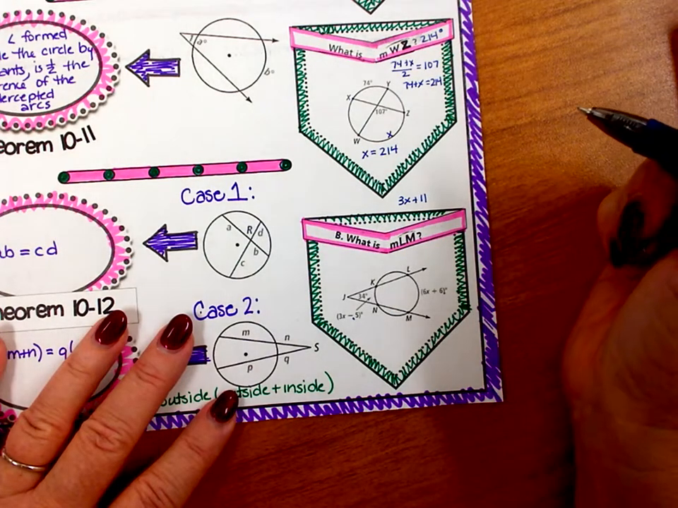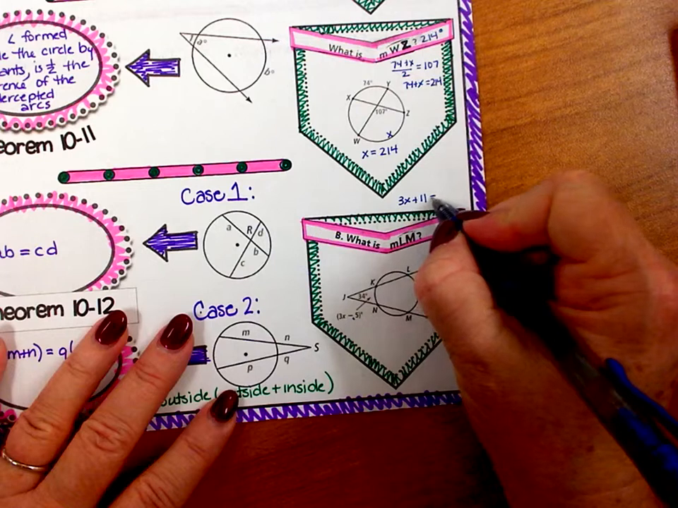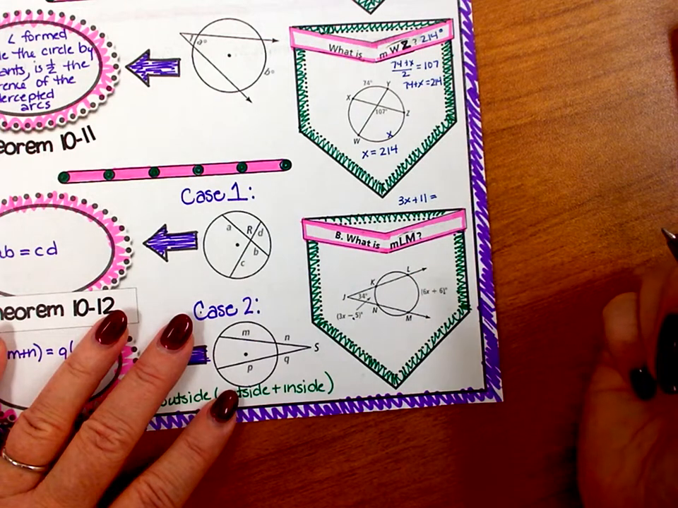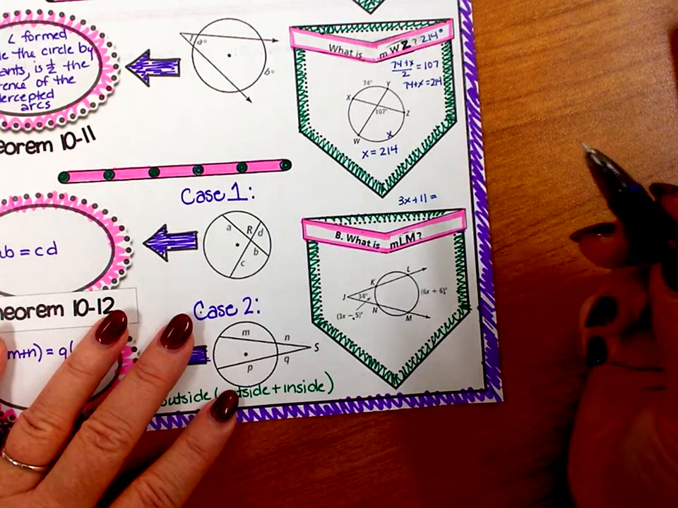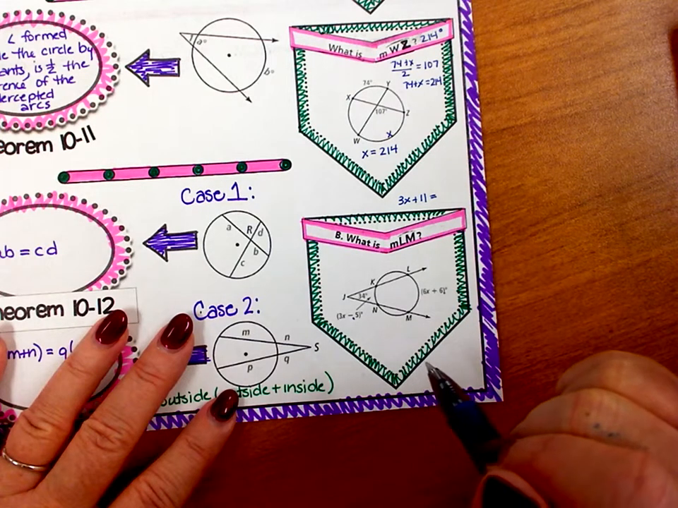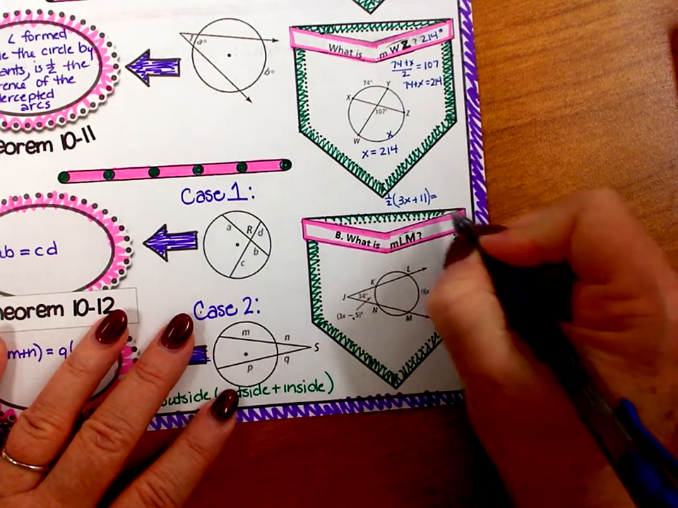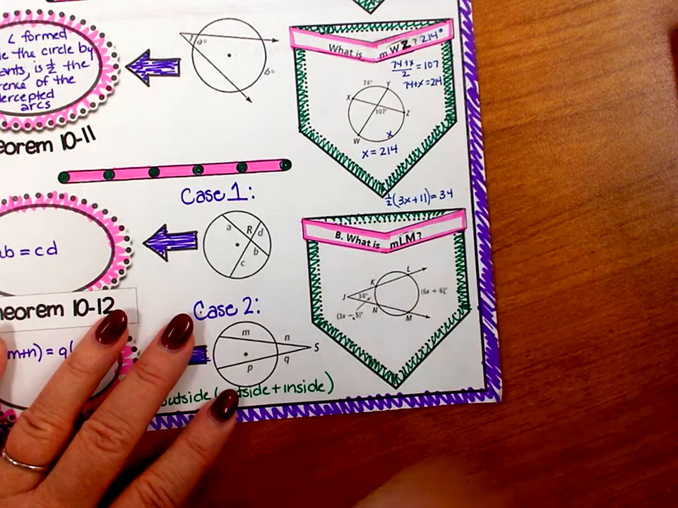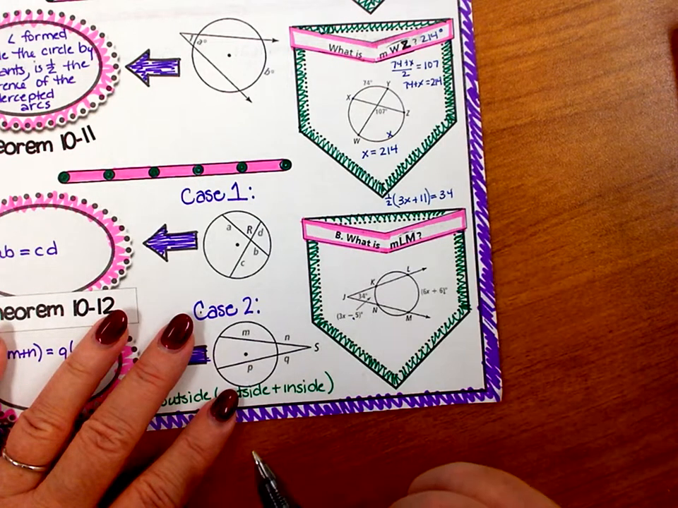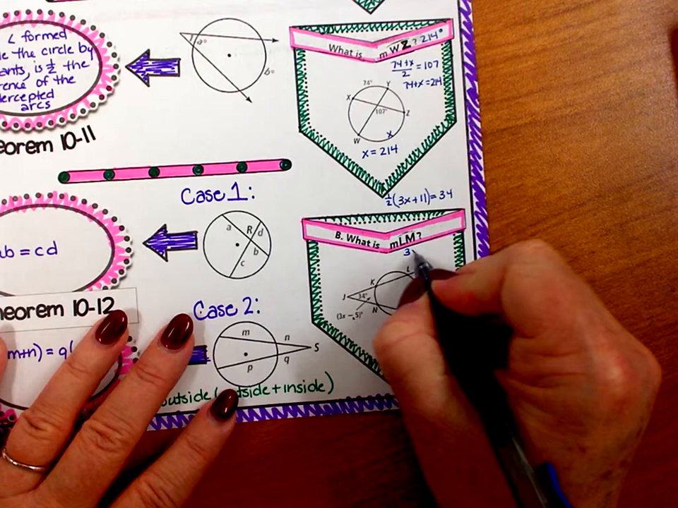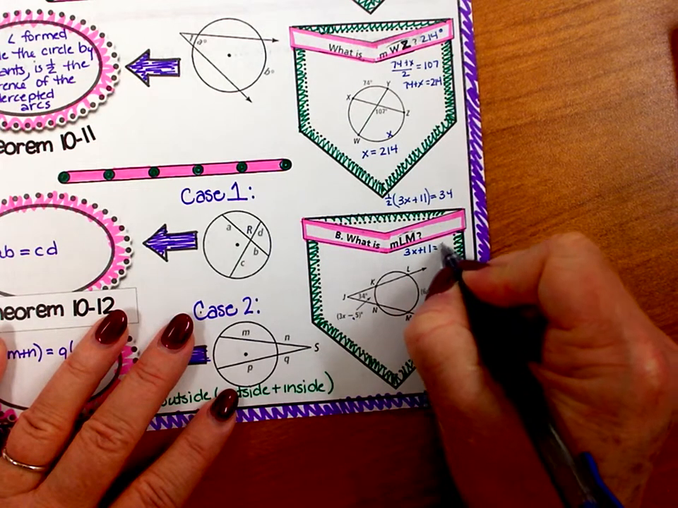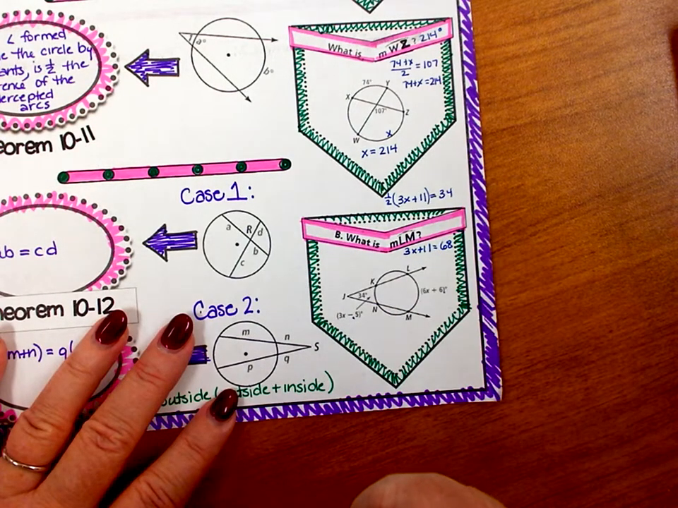So we're going to have 3x plus 11. And let's see. That's going to be equal to, or rather 1/2 of that is going to be equal to 34. So let's start by doubling that to get rid of our 1/2. So we can say that 3x plus 11 is actually equal to 68.